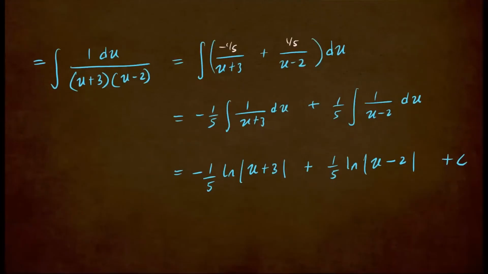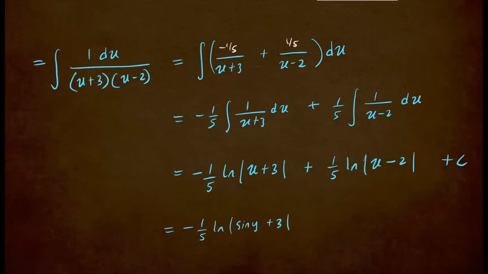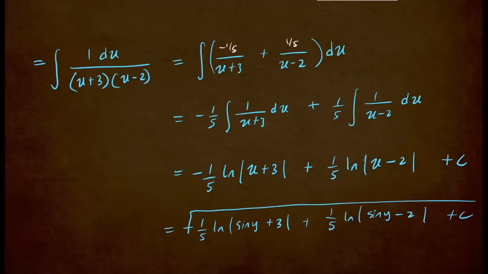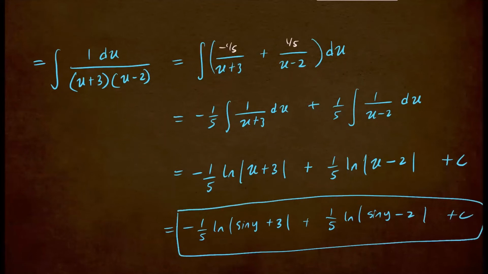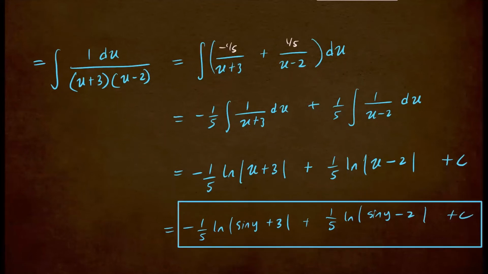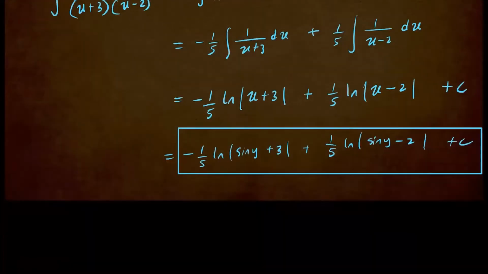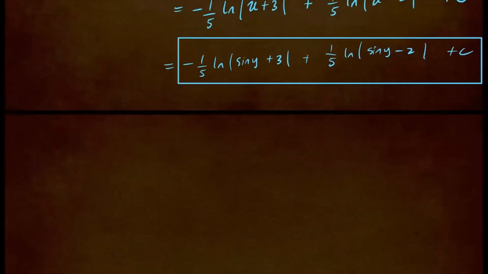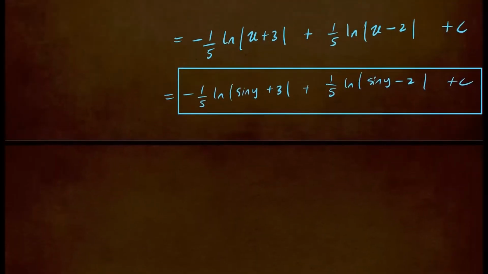So u is sine of y. So this is negative 1/5 ln of sine of y plus 3 plus 1/5 ln of sine of y minus 2. So this is sort of like our final answer. But if you want to be clever and rewrite the answer in a different way, since we see logarithms, I can play around with this a little bit more. So I'm going to go ahead and have fun with this answer.